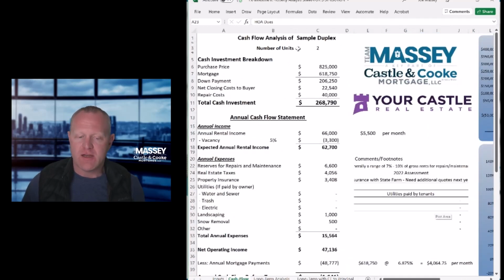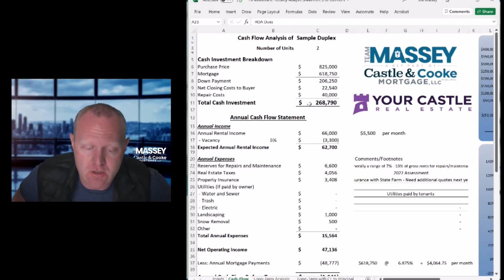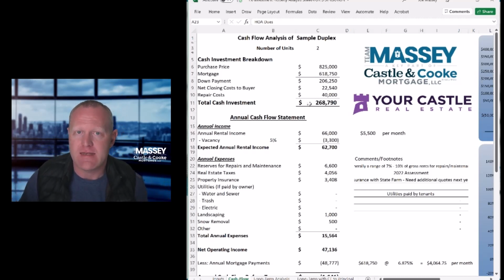So based on all the information that we've input for this sample duplex, this is a 2-unit property with a purchase price of $825,000. The mortgage is $618,750. Down payment is $206,250. Net costs to the buyer: that is closing costs, acquisition costs, and then remember, we got a seller credit that paid some of these costs, $22,540. And then we've estimated $40,000 for repairs. So this buyer was prepared to put in $268,790 in order to purchase this property.